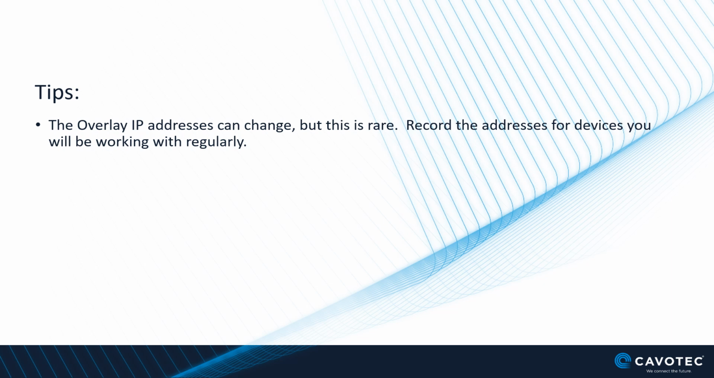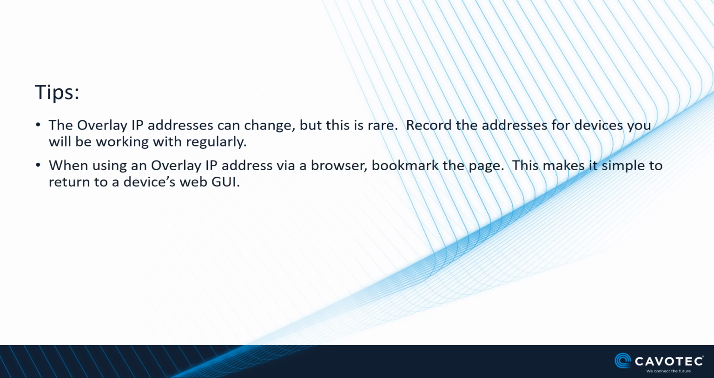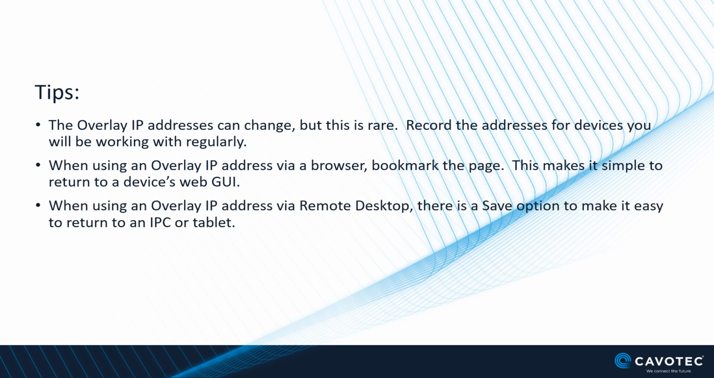The overlay IP addresses can change, but this is rare. Record the address for devices you will be working with regularly. For example, when using an overlay IP address via a browser, simply bookmark the page. This makes it simple to return to a device's web GUI. When using an overlay IP address via remote desktop, there is a save option to make it easy to return to an IPC or tablet.